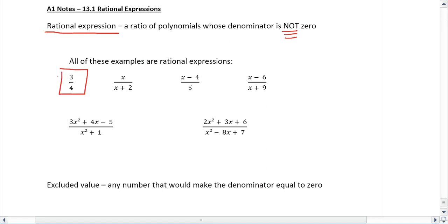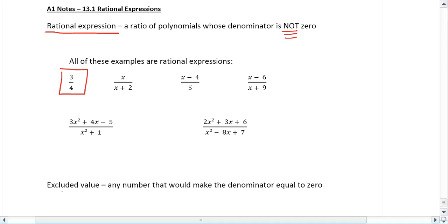3/4 is a rational expression. X over x plus 2, another example. X minus 4 over 5, these are all rational expressions. So it's just a fraction with polynomials.